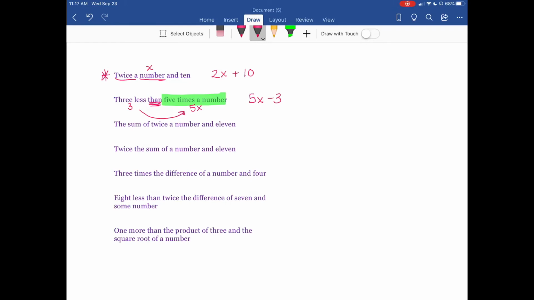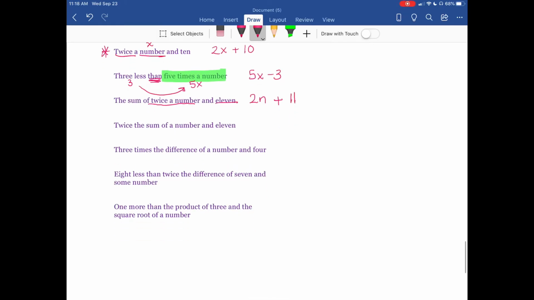All right, looking at the third one, what are you thinking here? The sum of, so I know I'm adding. What am I adding? I don't know. The sum of twice a number, so we know what this is, twice a number, and 11. So that gives us 2n plus 11.